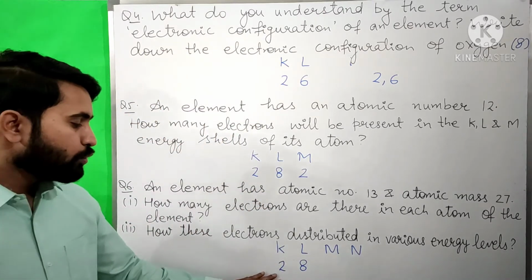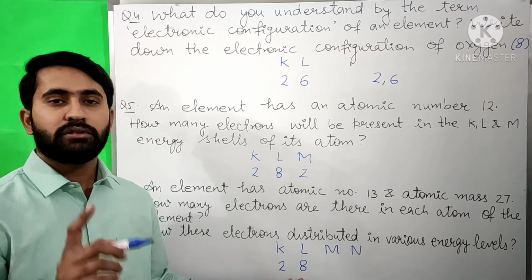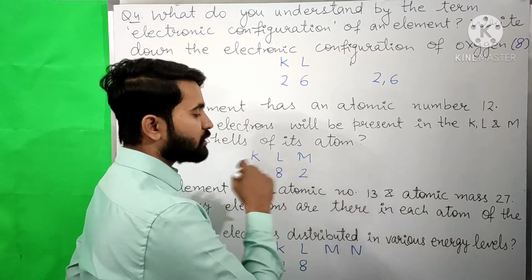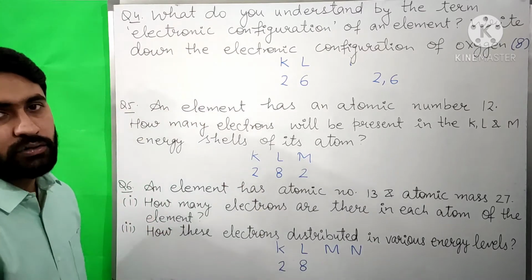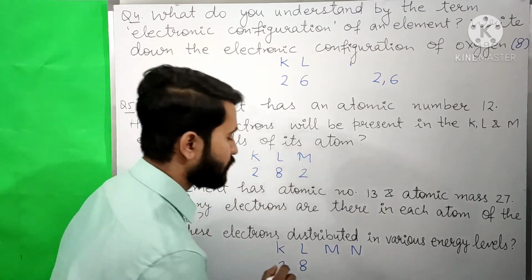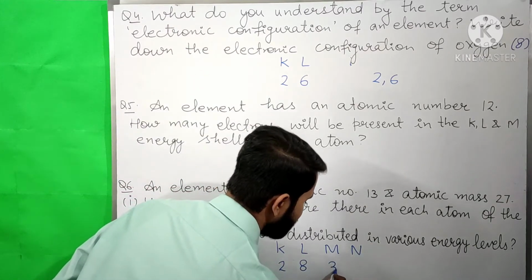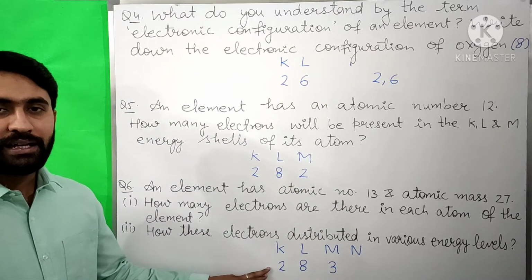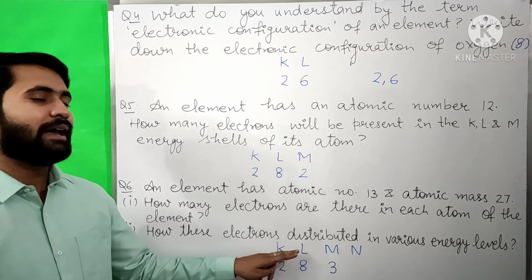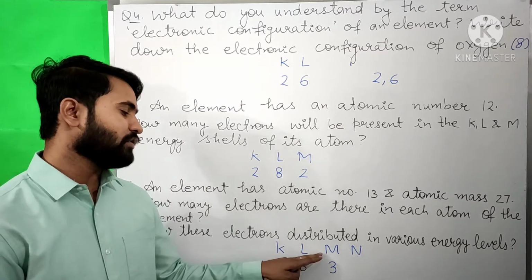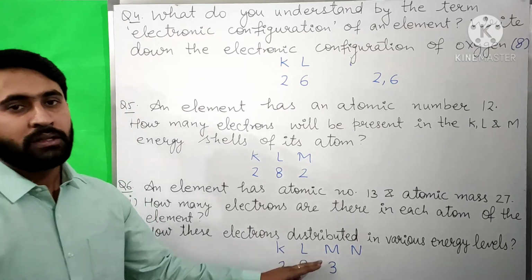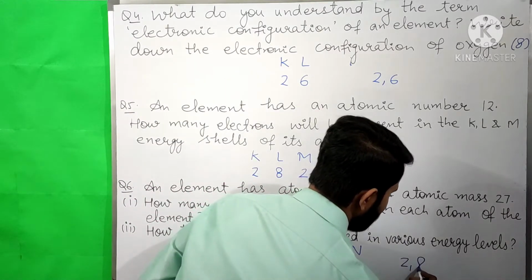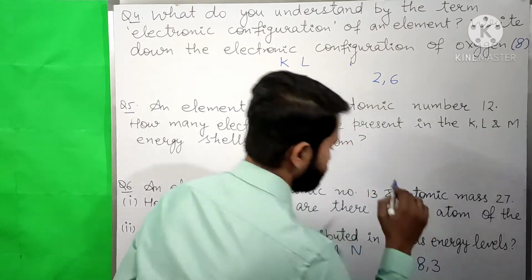Now 2 plus 8 is equal to 10. So if we subtract 10 from 13, still 3 electrons are remaining. Those 3 electrons will be accommodated in the M shell. So there are 2 electrons in K shell, 8 electrons in L shell and 3 electrons in the M shell. Or we can also write it as 2, 8, 3.